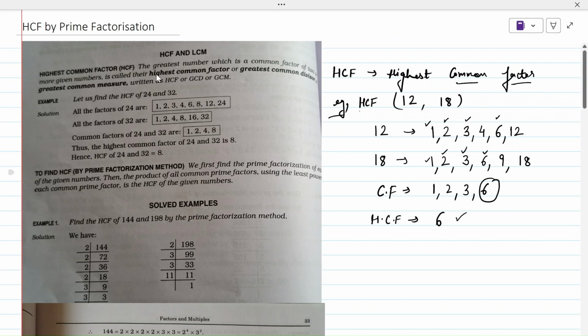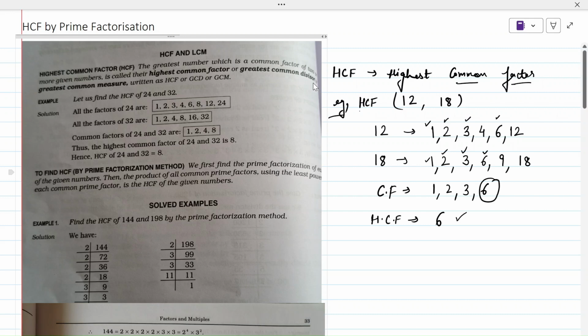Highest common factor, the greatest number which is a common factor of the two or more given numbers. So kids, here we are taking the HCF of two numbers, but it might be possible that we are being asked to find out the HCF of more numbers, 3 numbers, 4 numbers and so on. Okay, this is called the highest common factor or the greatest common divisor also.